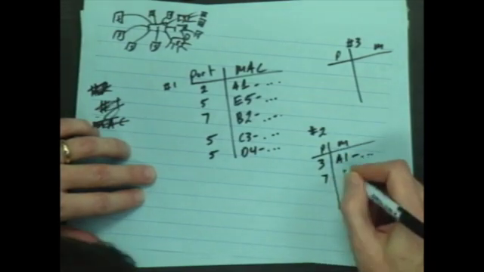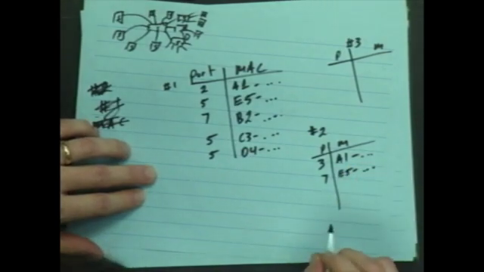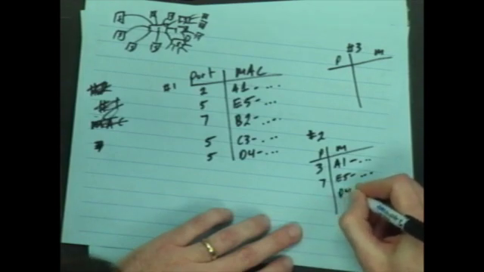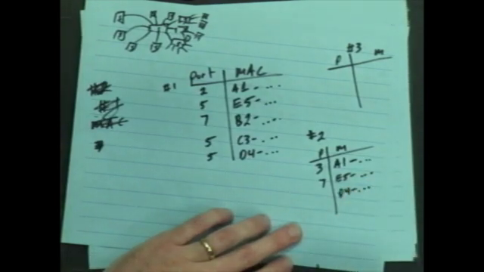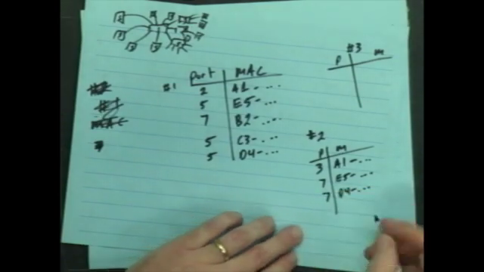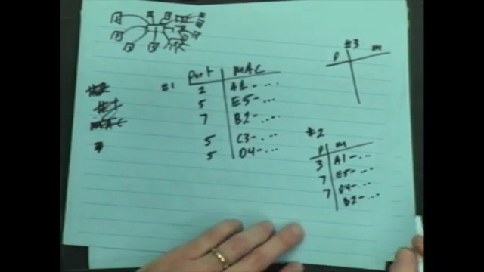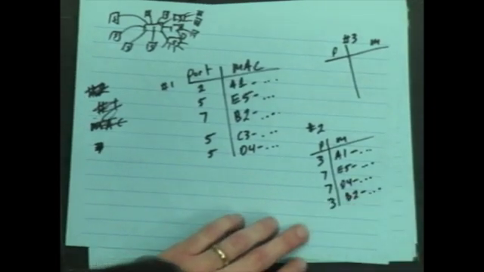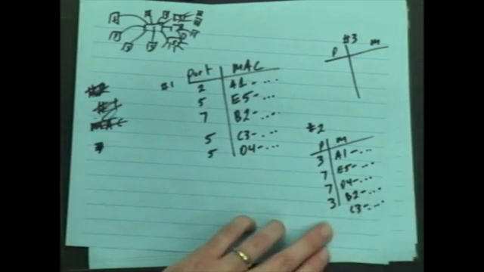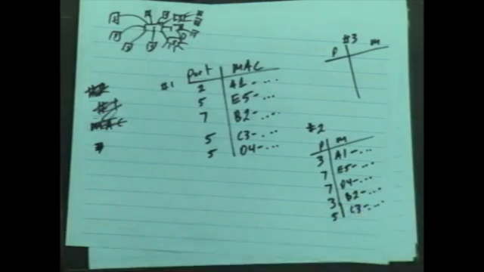If I look at switch number 2, I already had port 3 was A1. I have port 7 is E5. I then need to add D4, which on switch 2 is going to also be out port 7. I need to add B2, which is going to be on switch 2 out port 3. And then I need my C3, which on switch 2 is port 5.